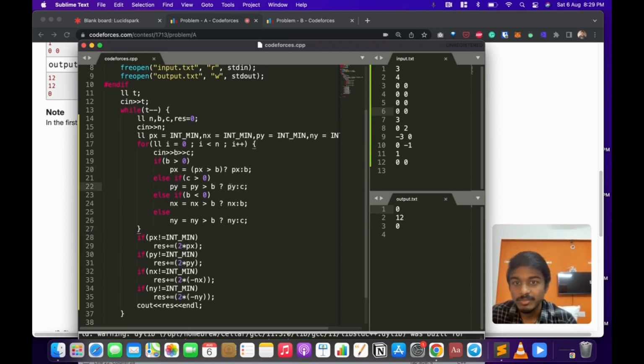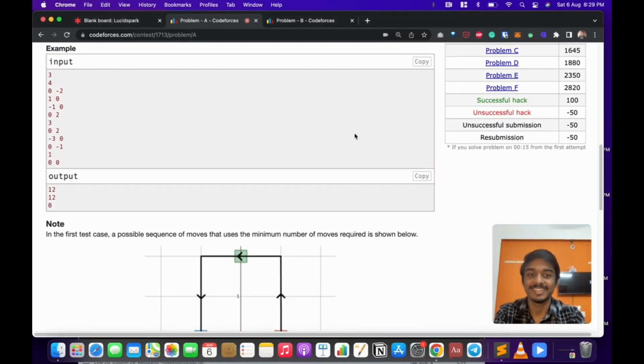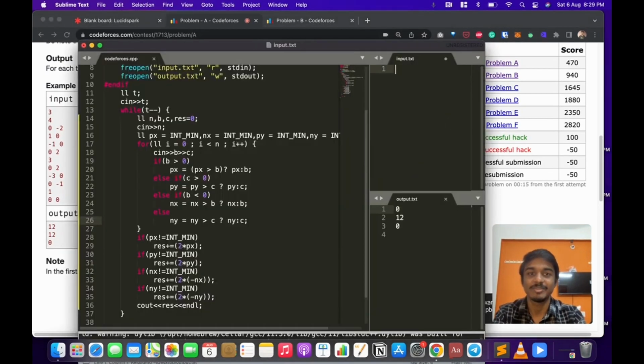Py is greater than b. Damn. Px is greater than b, py is greater than c, nx is greater than b. Oh man, this is so silly.